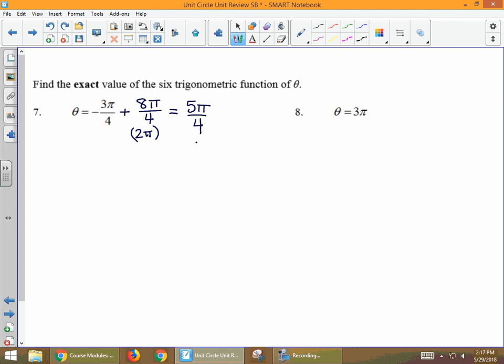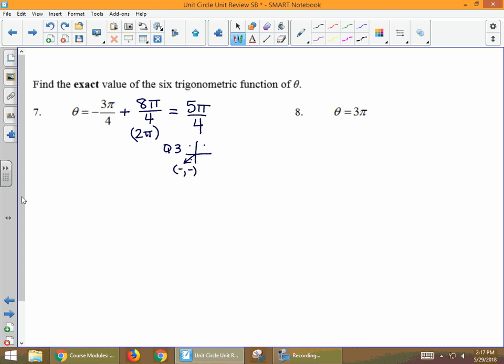5 pi over 4, 1, 2, 3, 4, 5. 5 pi over 4 is in the middle of quadrant 3. And really, the more work you can do in the beginning, the easier things are. There, cosine is negative. Sine is negative. Tangent and cotangent are going to be positive.